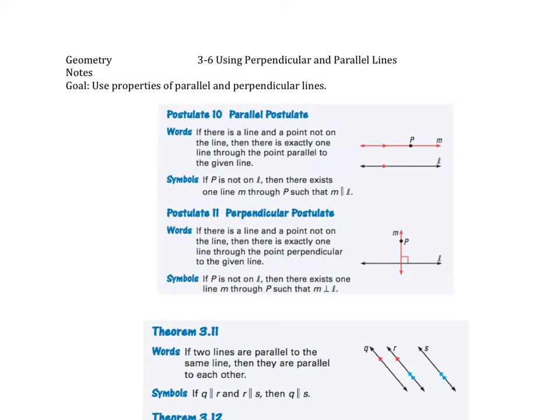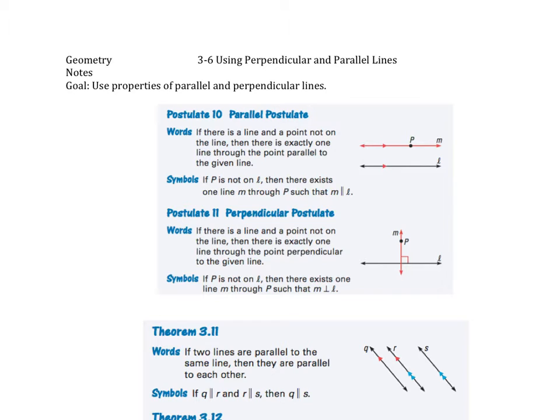This lesson deals with using properties of parallel and perpendicular lines. So we're going to look at these postulates and try to simplify them a little bit easier. Pretty much if you have a line, and we're going to call the line L, and you want to draw a line parallel to that, there's only going to be one line that exists that goes through a particular point that will be parallel to your given line.